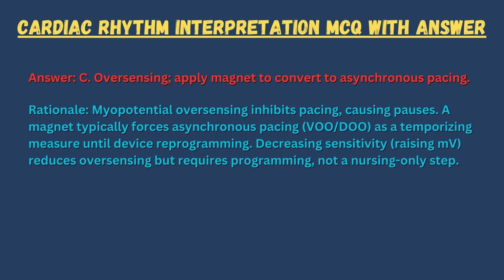Answer: C. Oversensing, apply magnet to convert to asynchronous pacing. Rationale: myopotential oversensing inhibits pacing, causing pauses. A magnet typically forces asynchronous pacing, VOO/DOO, as a temporizing measure until device reprogramming. Decreasing sensitivity, raising mV, reduces oversensing but requires programming, not a nursing-only step.